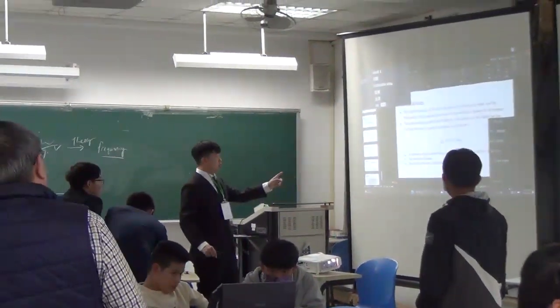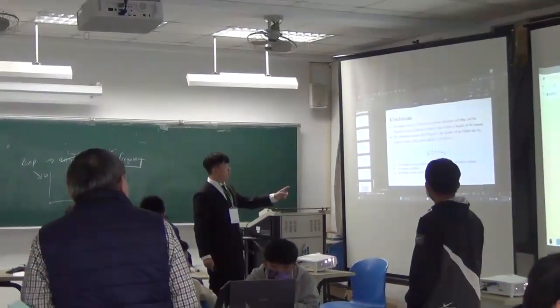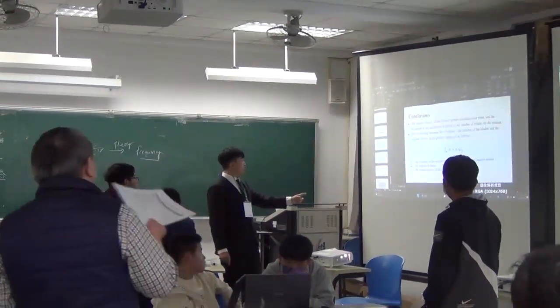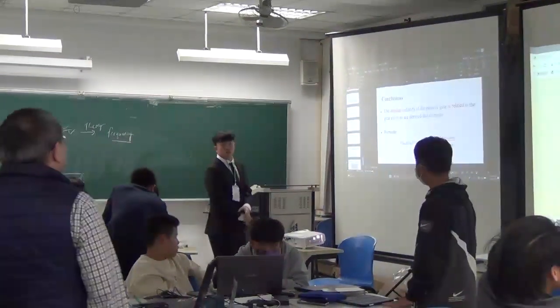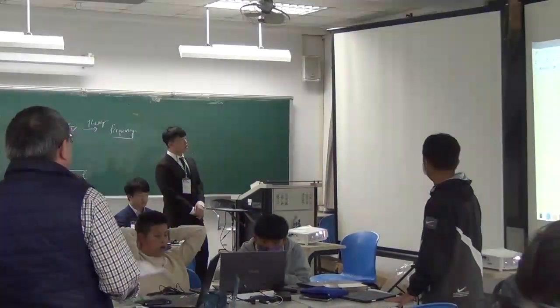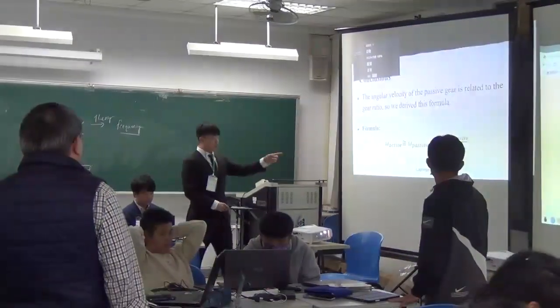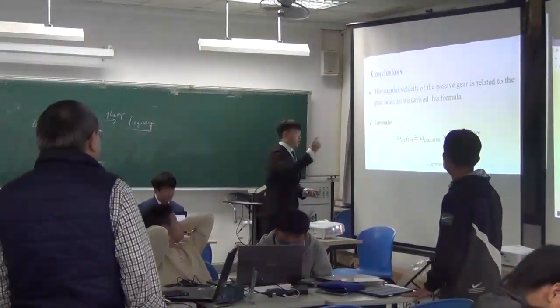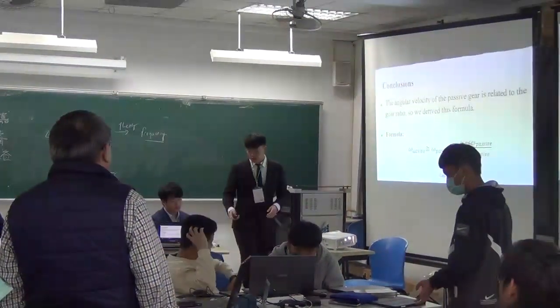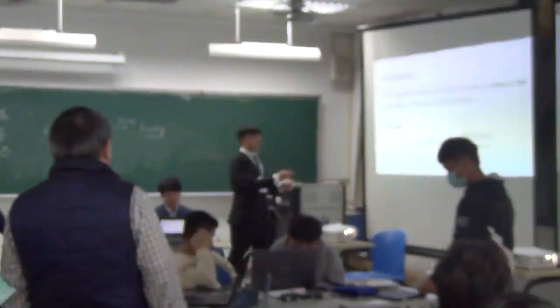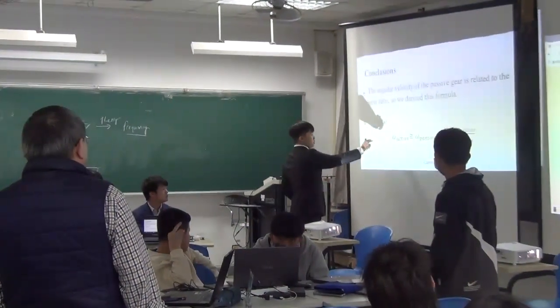You mean which one? This one, the last one? No, this one, because I have the angular velocity for the active and the passive spinner. So I have these two, and now I can get the formula.